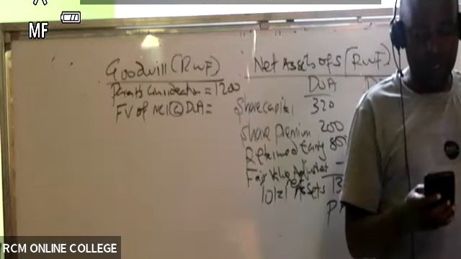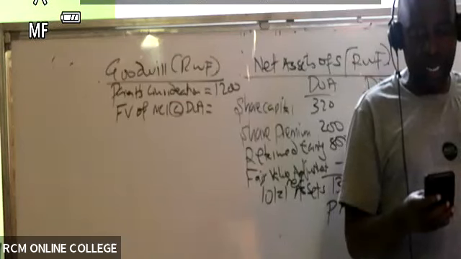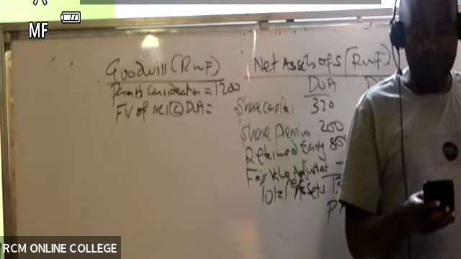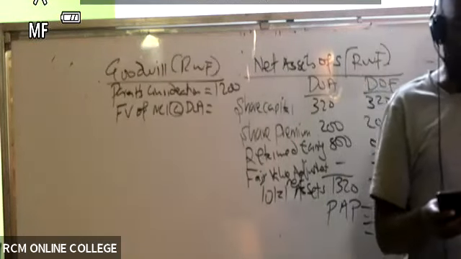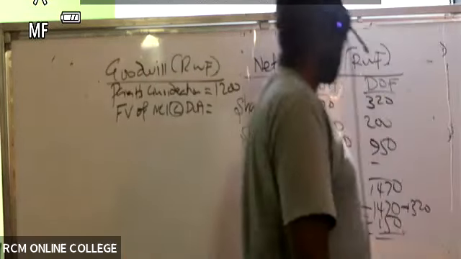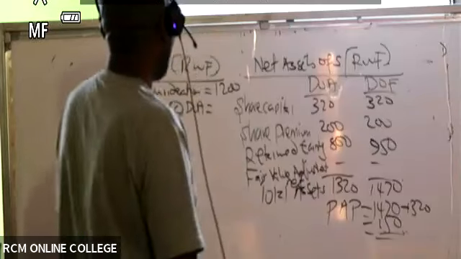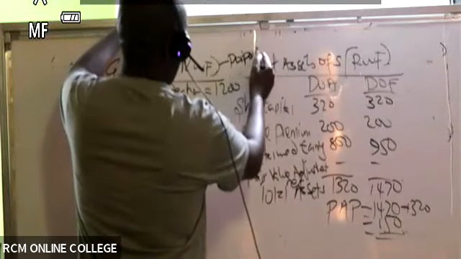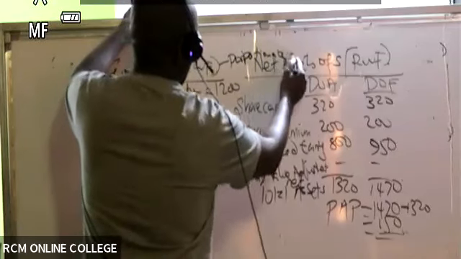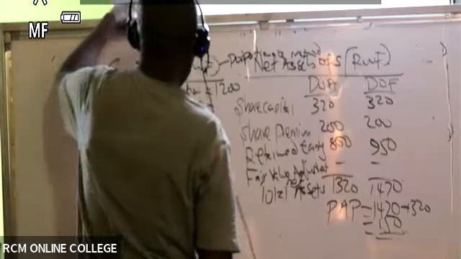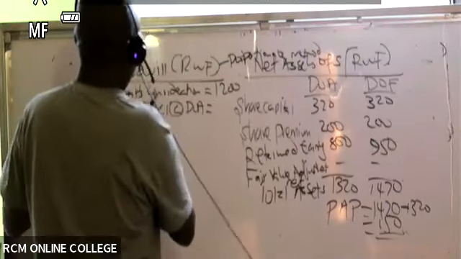It's the group's policy to value NCI at acquisition at its proportionate share of the fair value of the subsidiary's identifiable net assets. So ladies and gentlemen, basically there, I'm using what we call the proportionate method. There are 2 ways here, remember: full method and proportionate method. And even in this proportionate method, there are 2 ways.